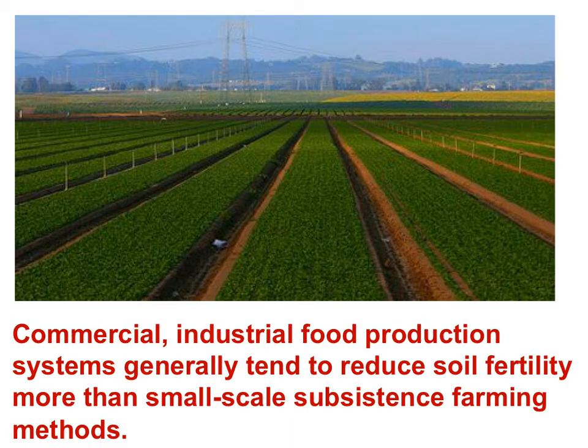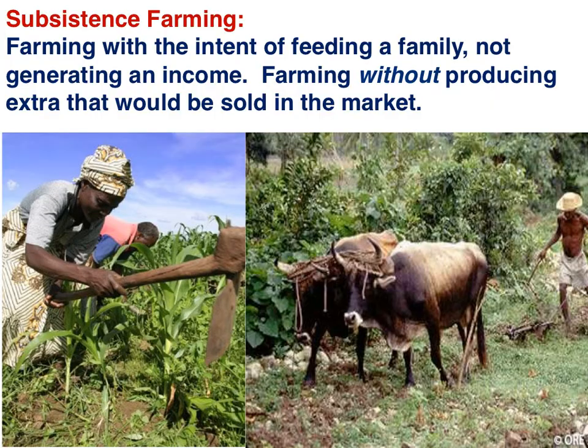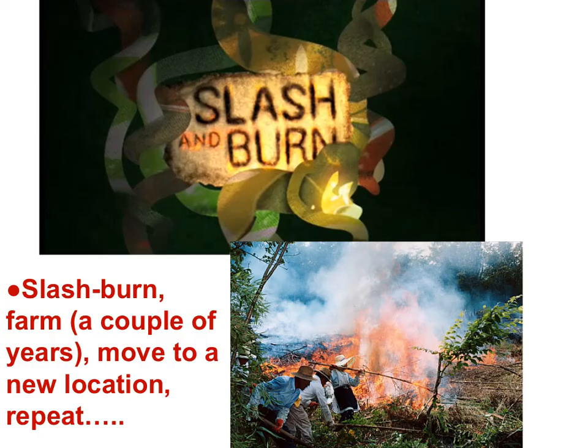Commercial industrial food production systems generally tend to reduce soil fertility more than small-scale subsistence farming methods. I would expect you to be able to explain this statement. With terracing, windbreaks, manure, low tillage, and crop rotation, subsistence farm systems degrade soil fertility less than industrial farm systems. And one last farm system of which you should be aware, it's called slash and burn.